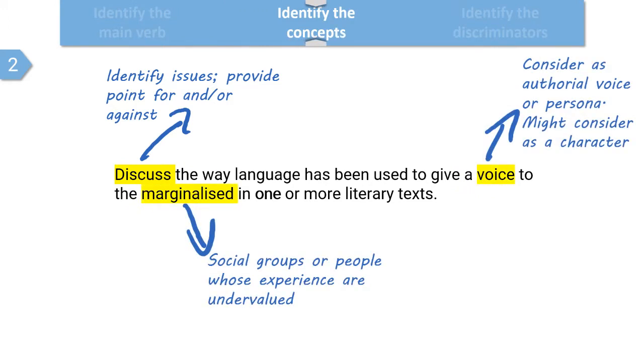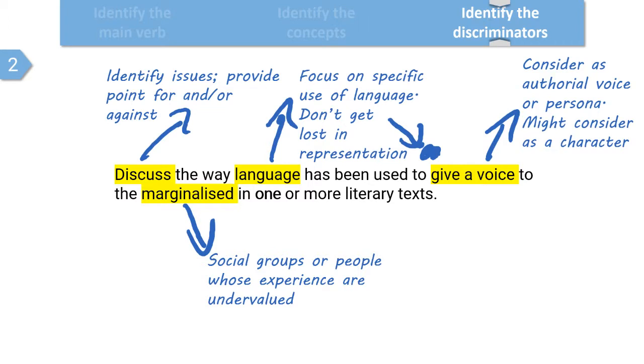One of them is voice. In this we might consider this as authorial voice or persona, or we might consider it as the voice emerging through characters. This word marginalized is important. This is a syllabus concept again. So we're talking about social groups or people whose experiences are undervalued. And so what's the key discriminator here? The key discriminator here is actually language.